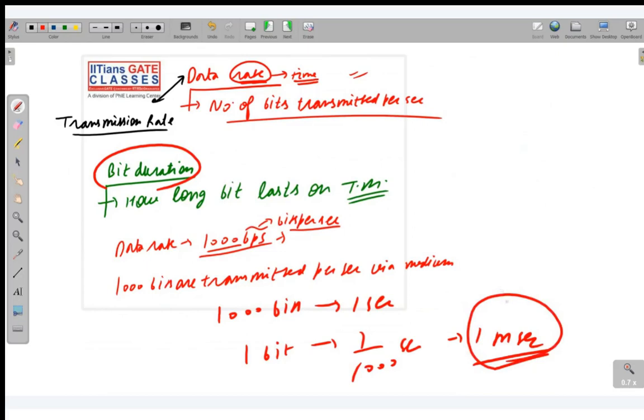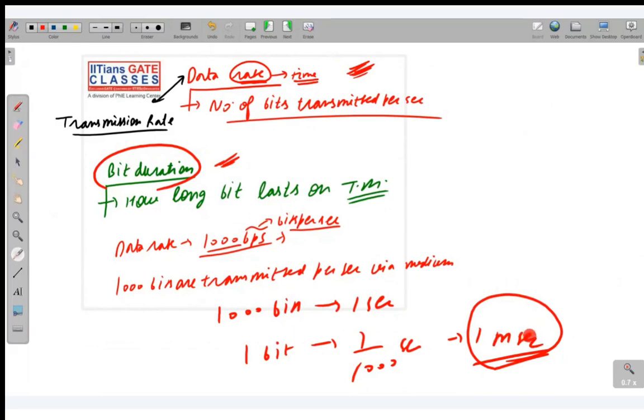If you have studied physics, time period and frequency have a reverse relation. So you can consider this as time period and this as frequency. Or roughly, you can say this is frequency, this is the time period. More precisely, if you want to make an analogy, you will say this is frequency and this is time period. How long does a bit last on transmission media? That means for 1 millisecond, one bit lasts on transmission media.